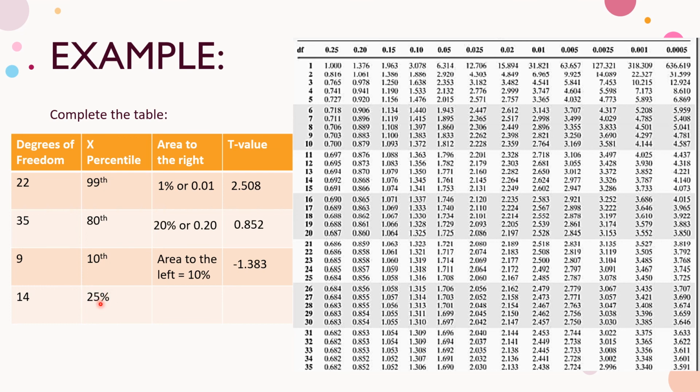Same with the last item, the degrees of freedom is 14, and we are looking for the 25th percentile. We get the area to the left, because this is lower than the 50th percentile. So the area to the left is 25%, or 0.25. Locating in our table, 0.25 and 14 degrees of freedom is 0.692. But since again this is on the left tail, we get the negative value, so that is negative 0.692.